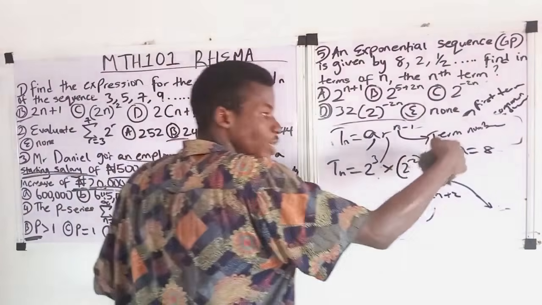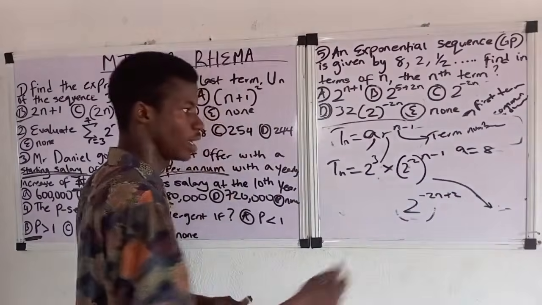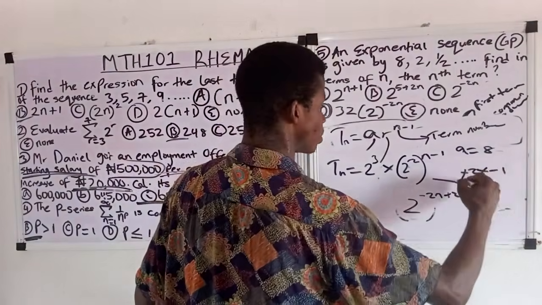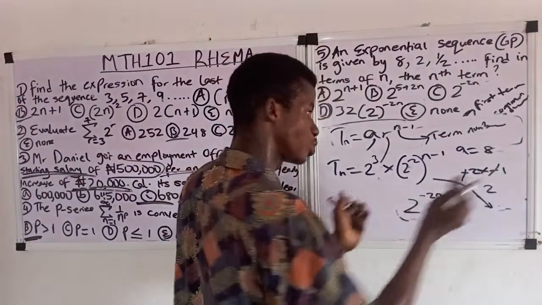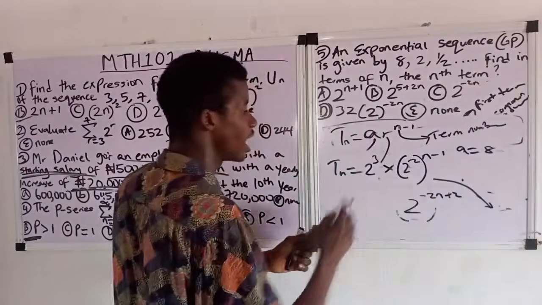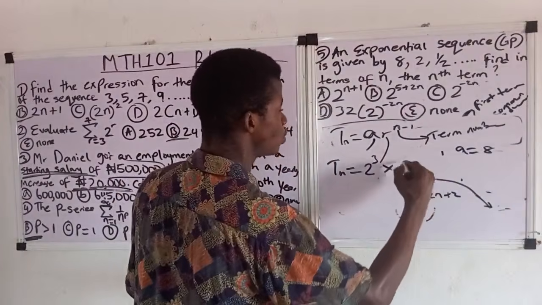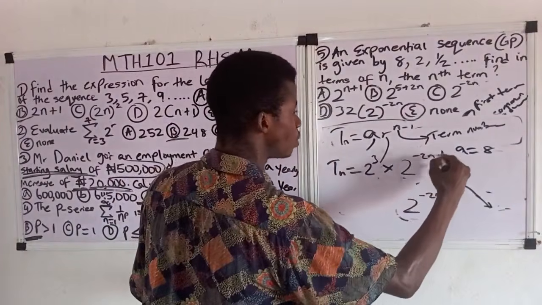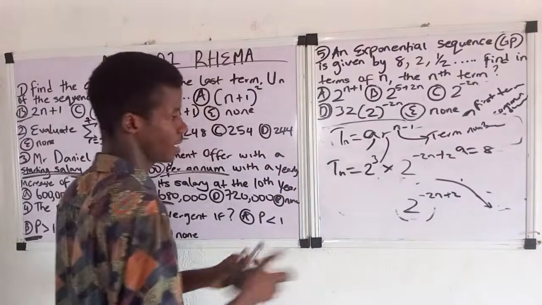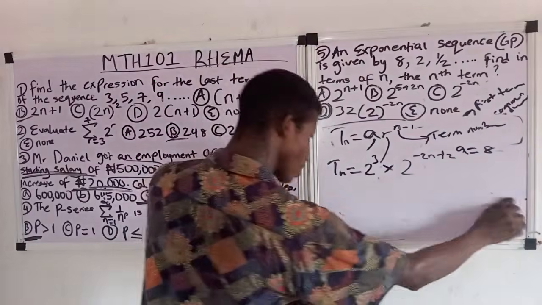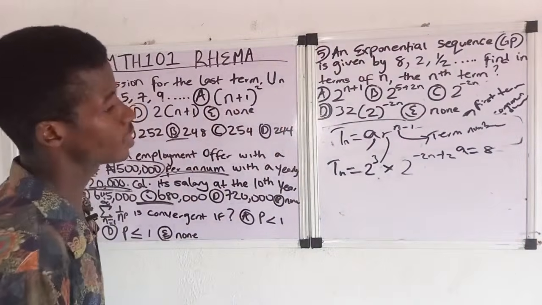Then minus 2 times minus 1 gives us plus 2, right? So everything here will now be 2 raised to power minus 2n plus 2, right? Yes, that is just it.